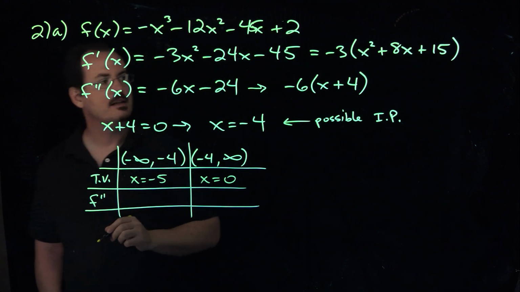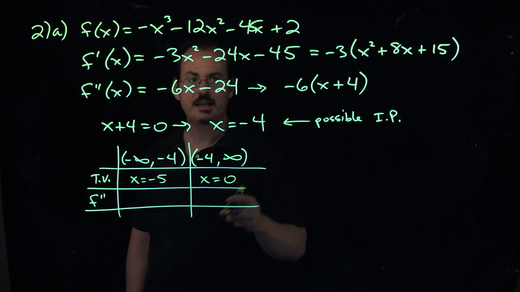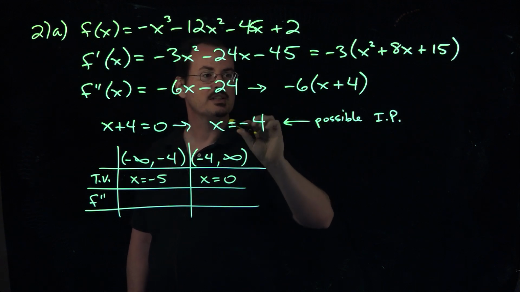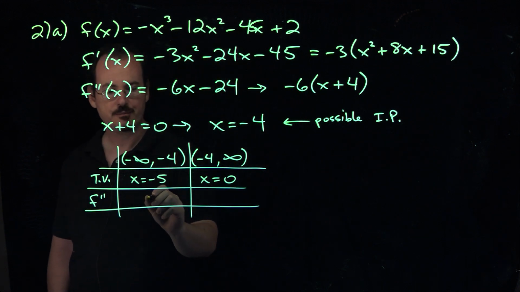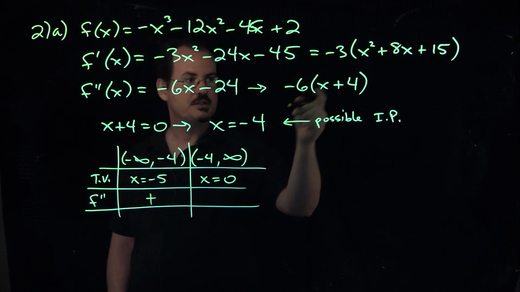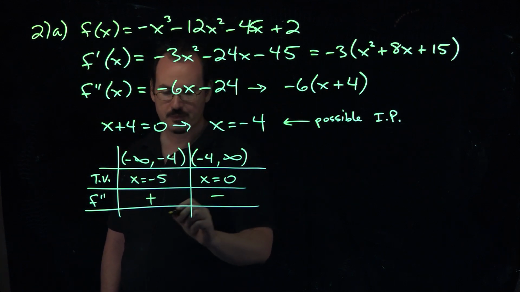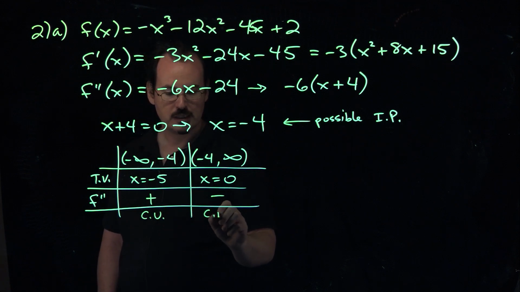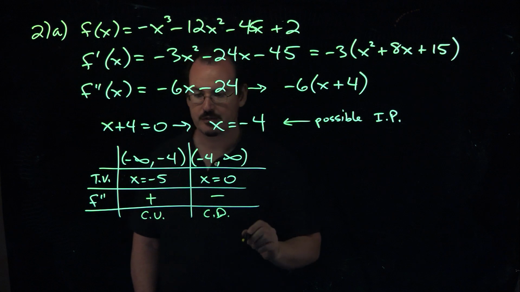So if I plug in minus 5 into the second derivative, here it is. Minus 5 plus 4 is a negative number times that negative that's already there. We get a positive number. If I plug in 0 there, I'll get a negative number. Okay, so what does that tell us? The function is concave up on that interval, and then it's concave down on the second interval.